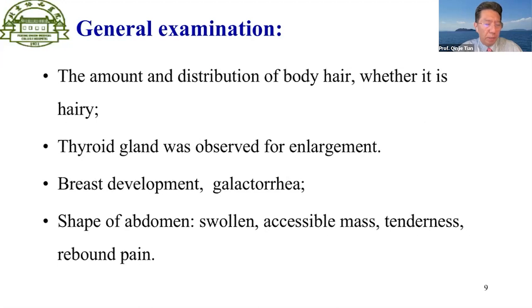Take notes of the amount and distribution of body hair and access for hirsutism. Examine the thyroid gland for any signs of enlargement. Assess the breast development and check for the presence of galactorrhea. Observe for abdominal distension, palpable masses, tenderness, and rebound pain.